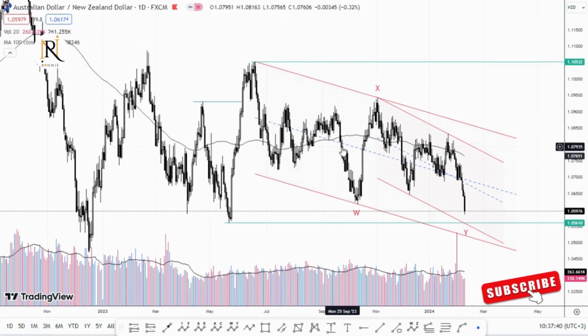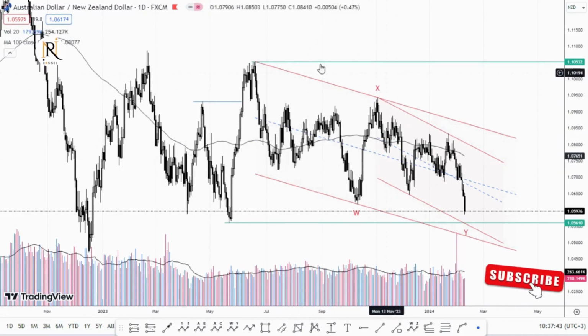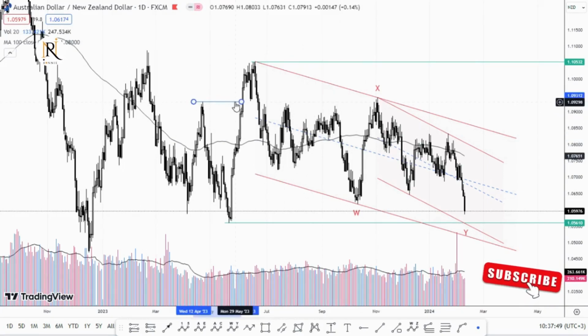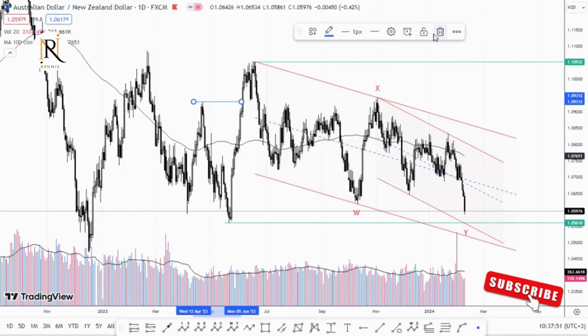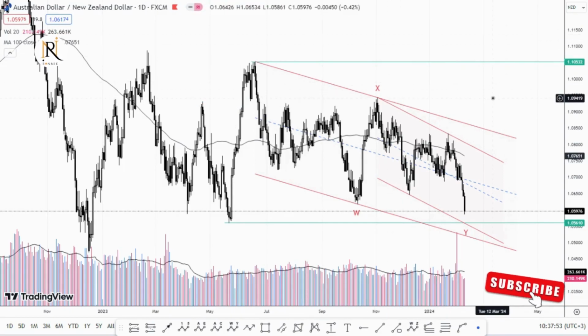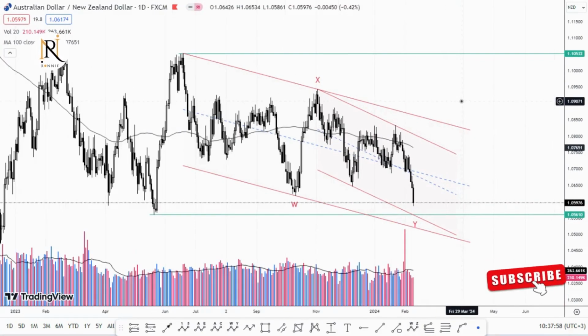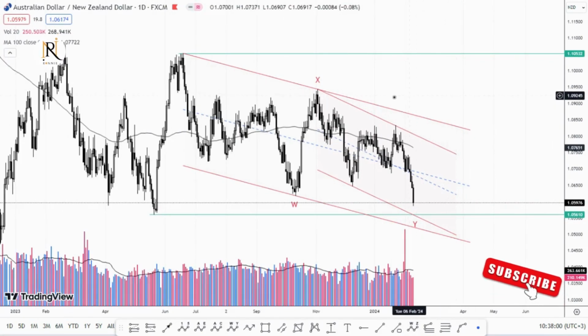What we are simply having right now is a corrective pattern. This corrective pattern is complex. This is the complex corrective pattern. The reason I'm looking at this as a complex corrective pattern is because I really need you to get the point, the concept around this analysis.